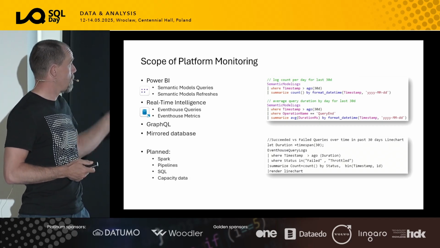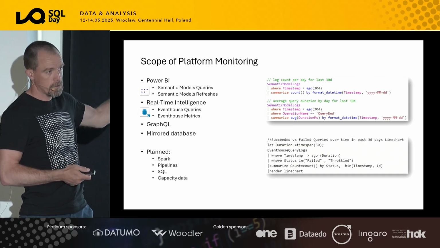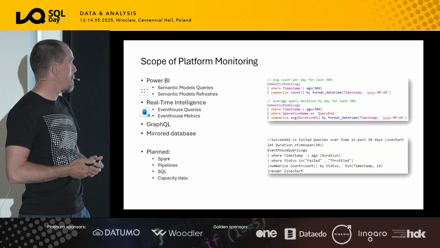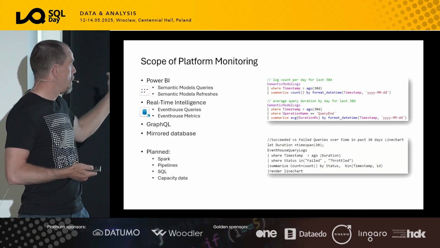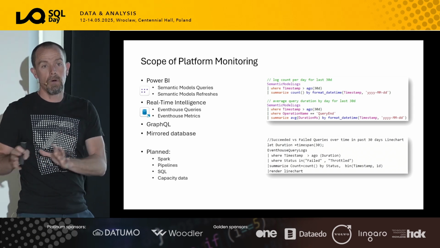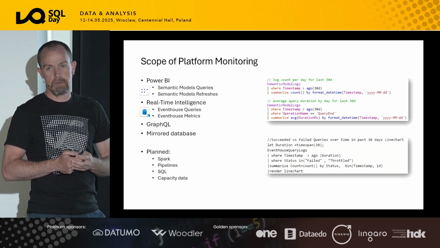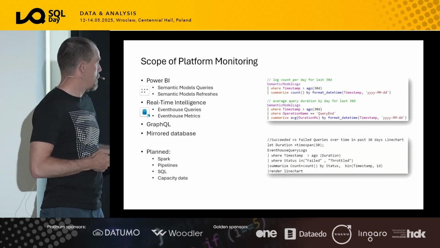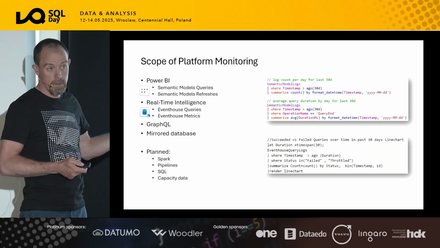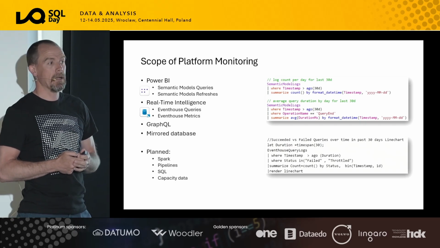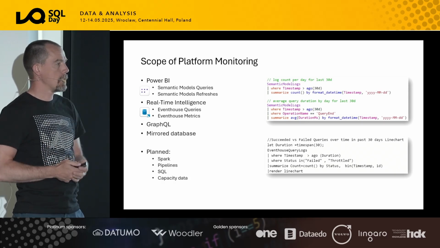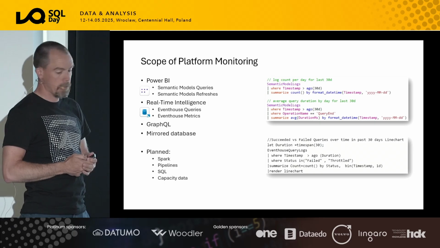And then we have the event house. So if you have any event houses, you will also get diagnostic logs on that, both for the queries and the metrics, and then also if you're using GraphQL or the mirrored database. So these are the 4 different item types that are currently supported, that we will collect all these logs and metrics from. And then planned are also the Spark notebooks, the pipeline, the SQL endpoints, and also at some point in time, capacity data. So we can get all that in, and then we can start to correlate the different things with each other and create our own reports on top of that.